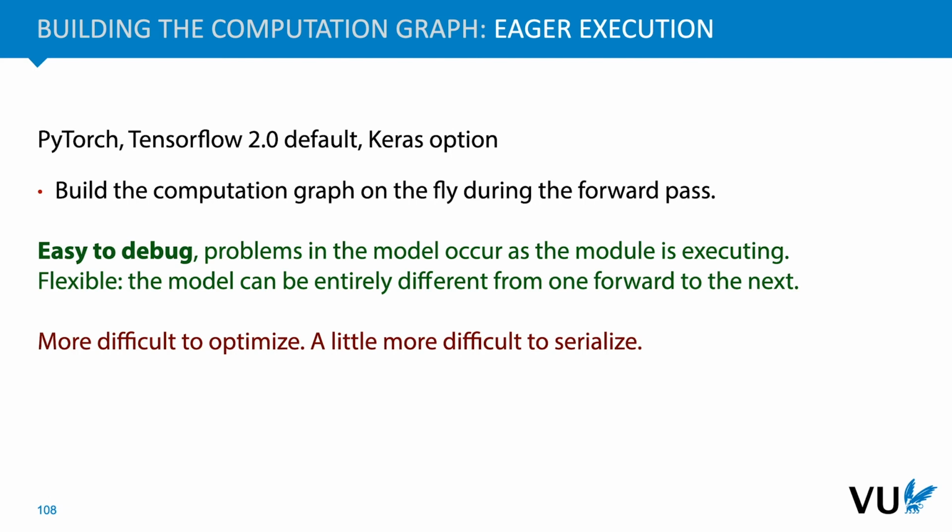So the forward pass is as easy to debug as any other piece of Python code, and it's flexible. From one forward pass to the next, the computation graph is built up again and again. So every time we do this, the computation graph can theoretically be different. It does make it a little bit more difficult to optimize because you never say, this is my model, this is what's going to be running the computation, and it can be a little bit more difficult to serialize.